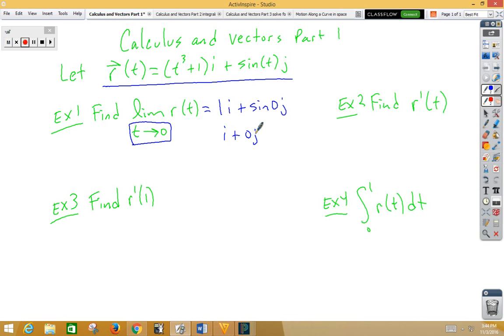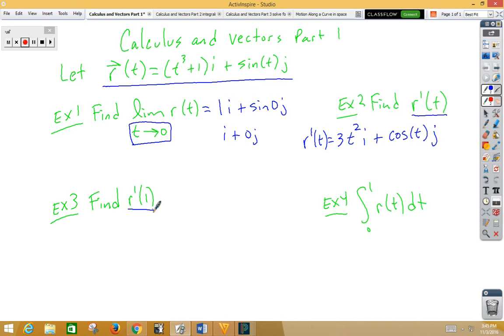In my second example, I'm doing the derivative of r of t. So I'm just taking normal derivatives. So the derivative of t cubed plus 1 would be 3t squared i. And then the derivative of sine would, of course, be cosine of t j, and that would be r prime of t.